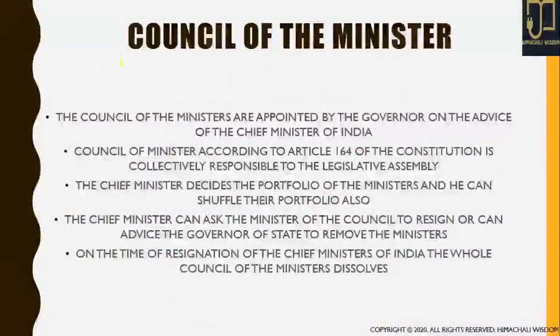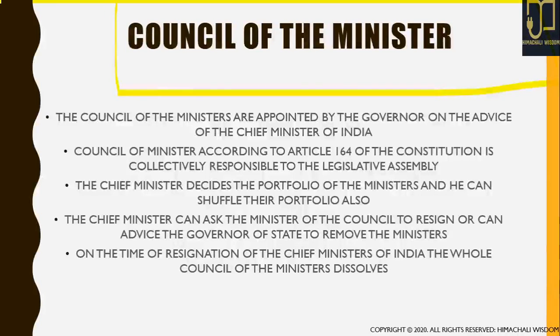Now, just like we have a Council of Ministers at the union level, we have the same at the state level. These Council of Ministers are appointed by the governor on the advice of the Chief Minister of the state. The Council of Ministers, according to Article 164, is collectively responsible to the Legislative Assembly of the state. Just like the Council of Ministers at the union level is responsible to the Lok Sabha, here they are responsible to the Vidhan Sabha.